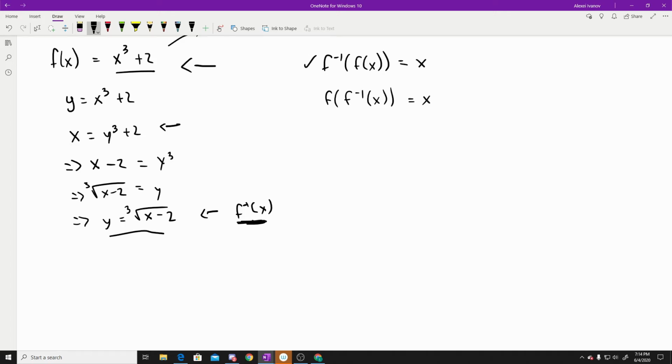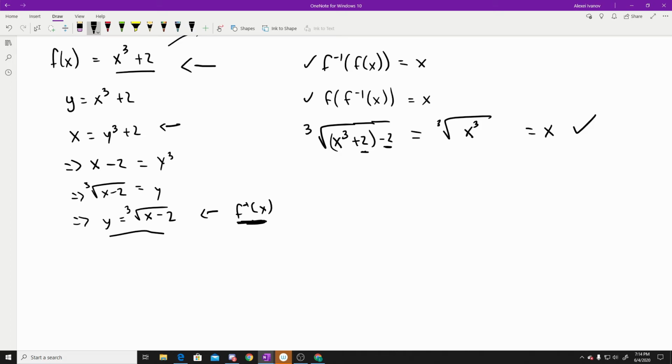formula right here. So we're going to take f minus 1, which is the cube root of x minus 2, and into the value of x, we are going to plug in the value of f of x. So we're going to plug in x cubed plus 2 minus 2. And if we go to simplify this, we can see that these two terms cancel. We're going to get x cubed in here, the cube root of that, which is just equal to x. So that holds, and we can go on to test this one too.